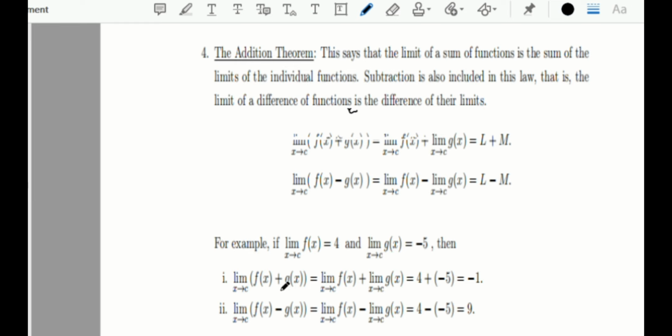And if it's minus, this is the limit of the subtraction, or of the difference. The limit of the difference is equal to the difference of the limits. So the limit of f of x is 4. The other one, g of x, is negative 5. So 4 minus negative 5 is 4 plus 5, that is 9. Okay, take note of that.